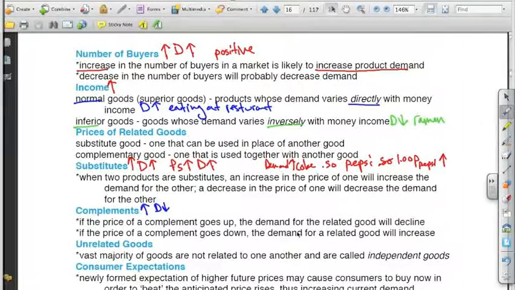If we have unrelated goods, another way to say that is just independent goods.